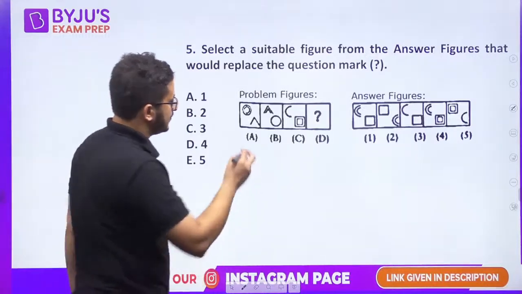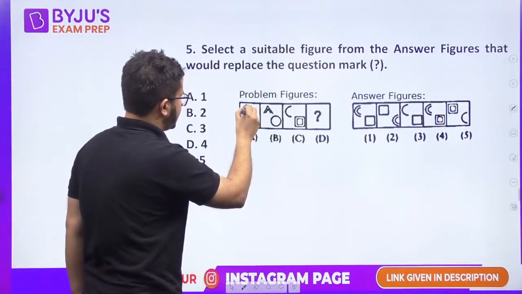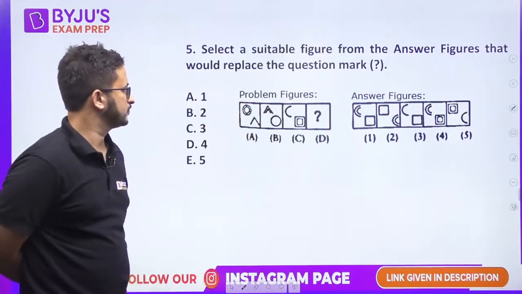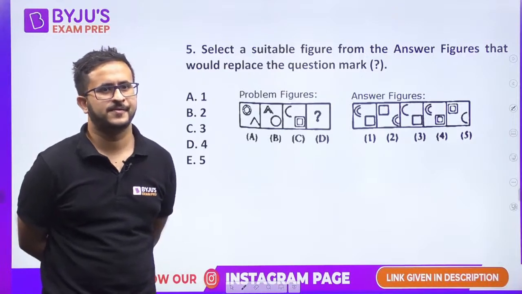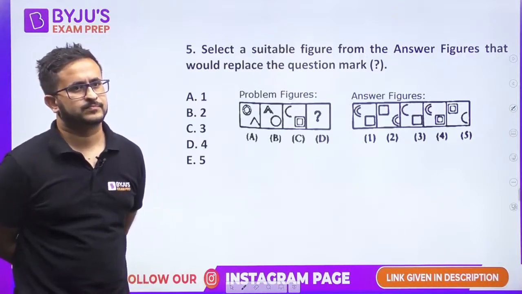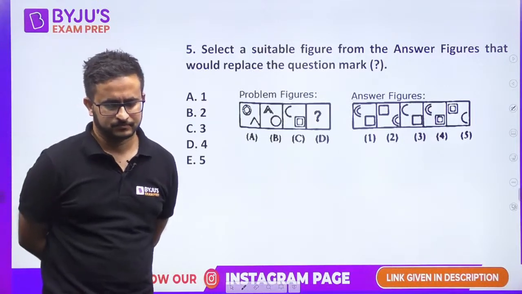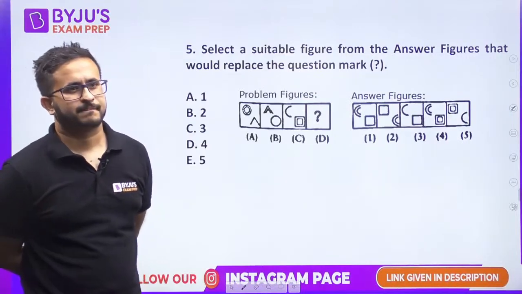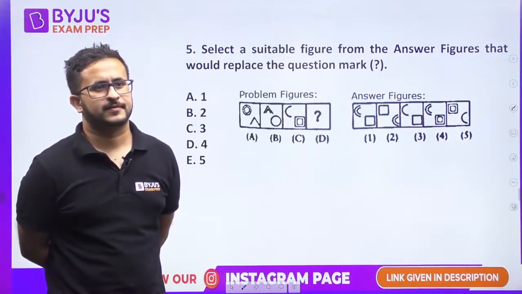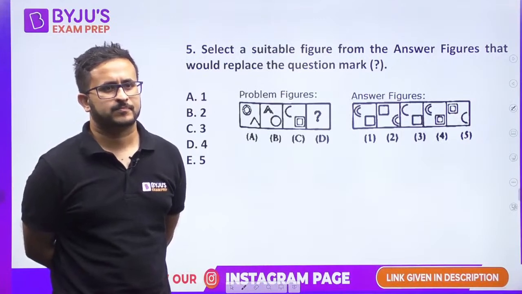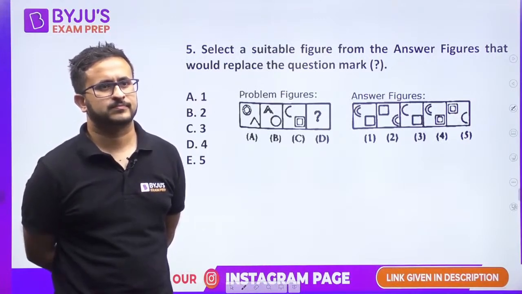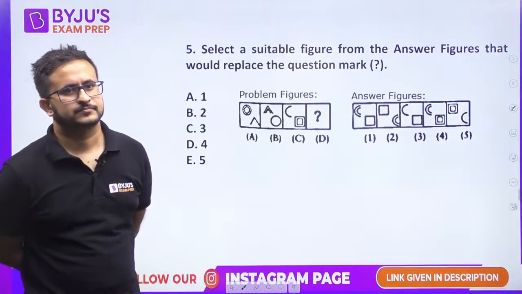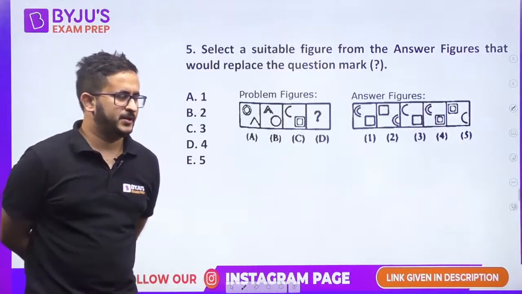I think the print may not be exactly clear, so there are 2 circles. This is a very simple one. This one is very simple.